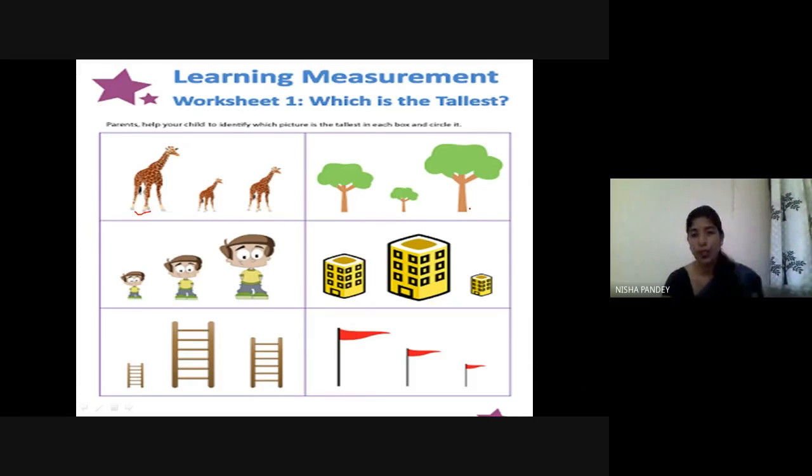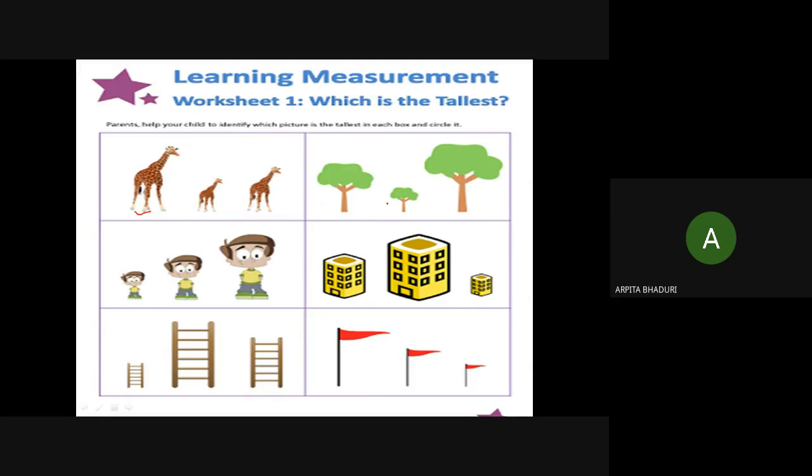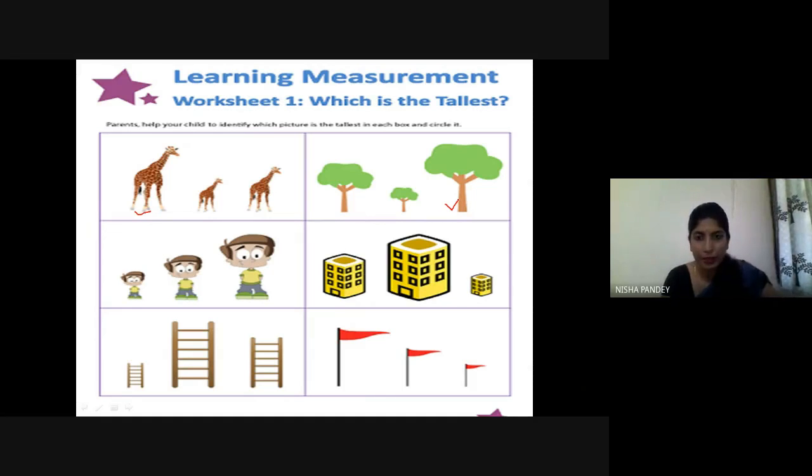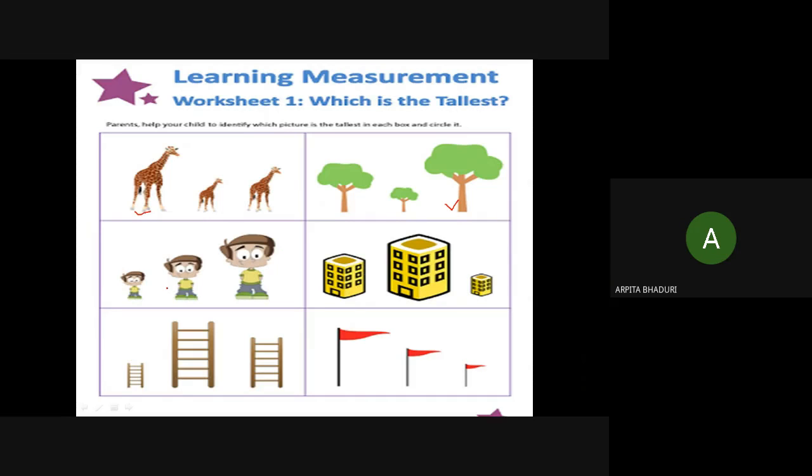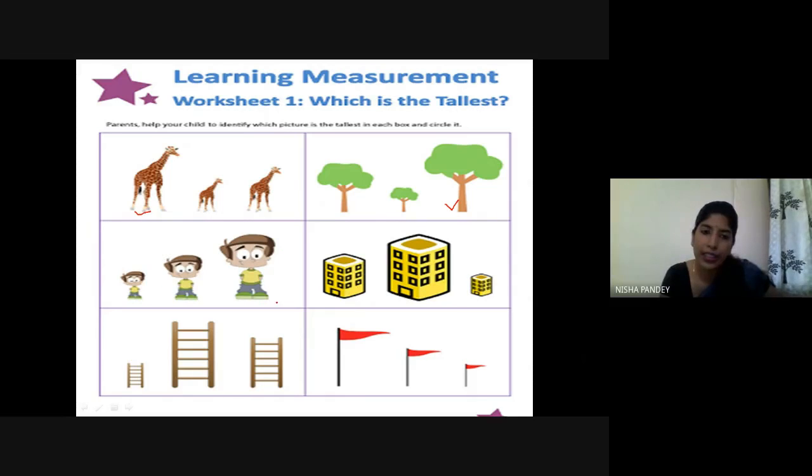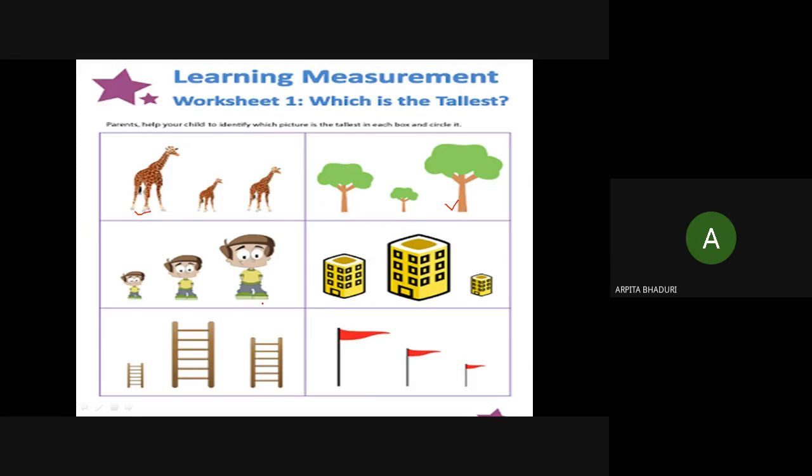Now we have three trees. Now you tell me which is tallest. Ma'am, the third one on the right side. Very good. This one, right? Yes, ma'am. Now we have here three boys. So who is tallest among them? Sabse zyada tall kaun sa hai? Ma'am, the third boy. The third boy, right.